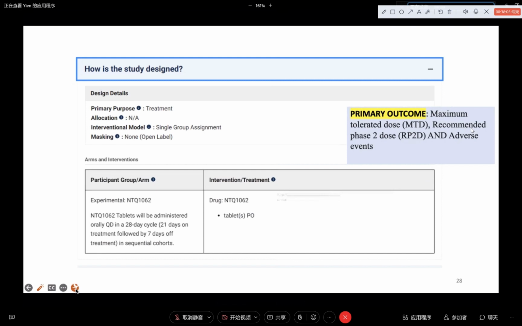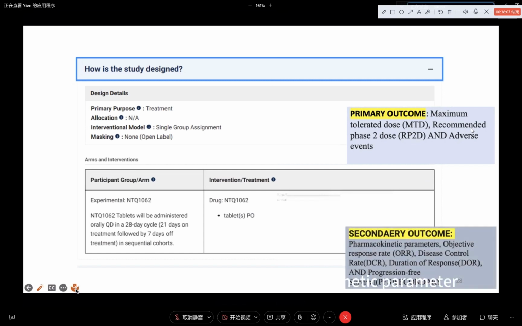If there is any adverse event, they have to stop this study. The secondary outcomes of this study are the pharmacokinetic parameters, objective response rate, disease control rate, also duration of response, and progression-free survival. So it's all about the mechanism of the drug inside the human body.